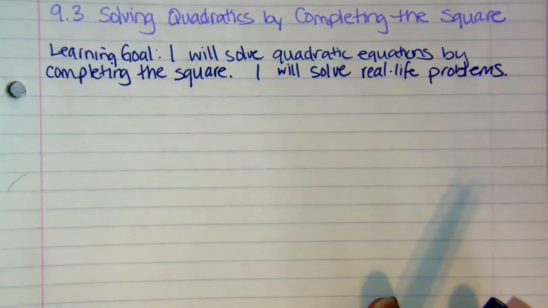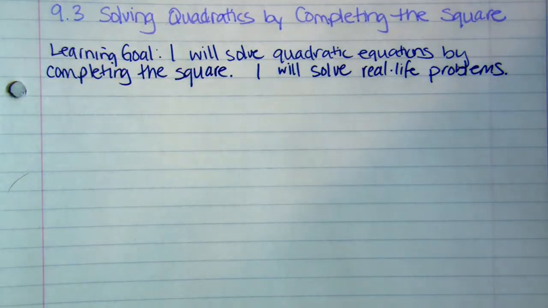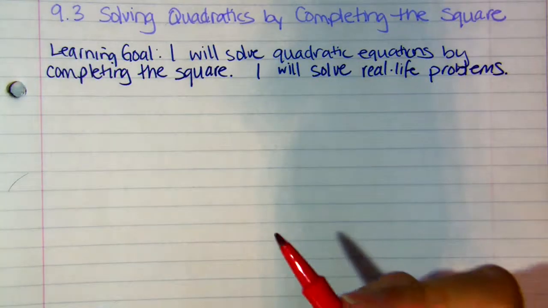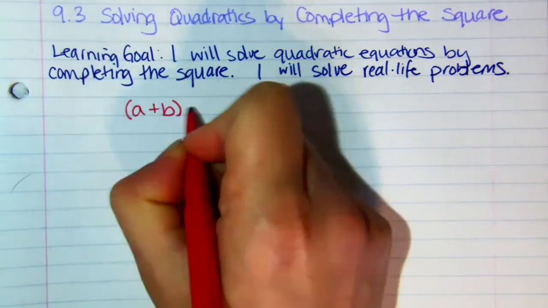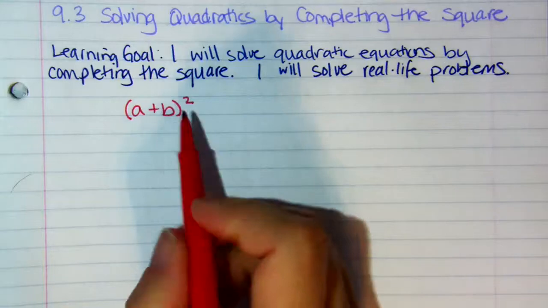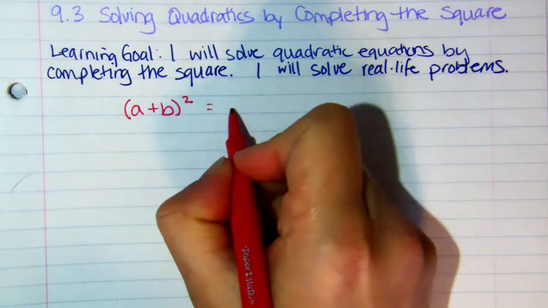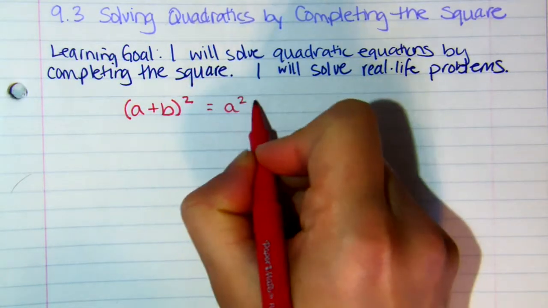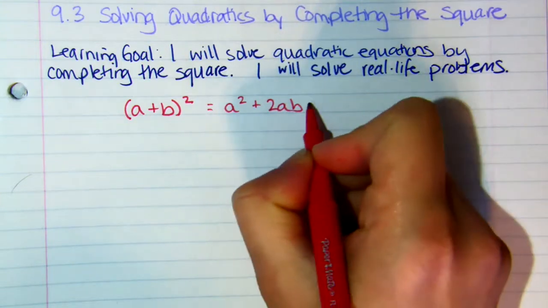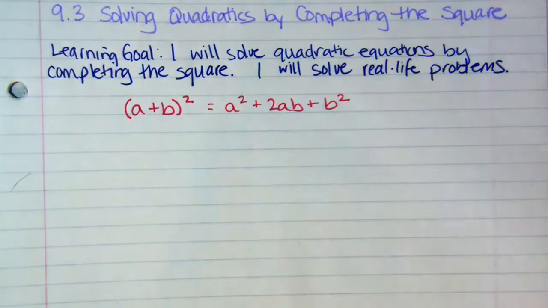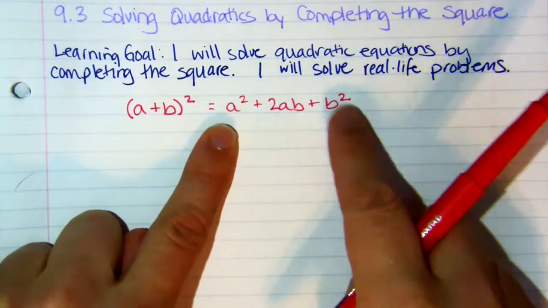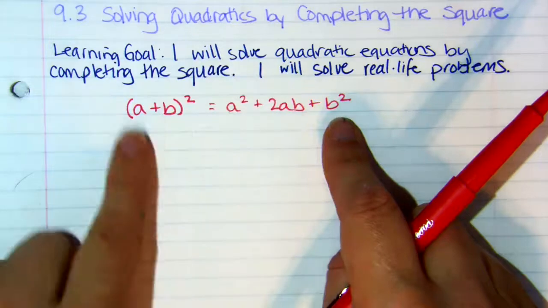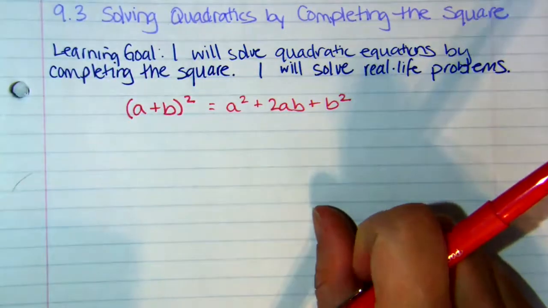So the way that this is going to work is we have to flash back to when we were doing factoring and expanding, where we had something like this. Remember, when we had (a plus b) squared, this was a perfect square. This expanded to a squared plus 2ab plus b squared. We would call this a perfect square trinomial because it factored into something neatly like that.